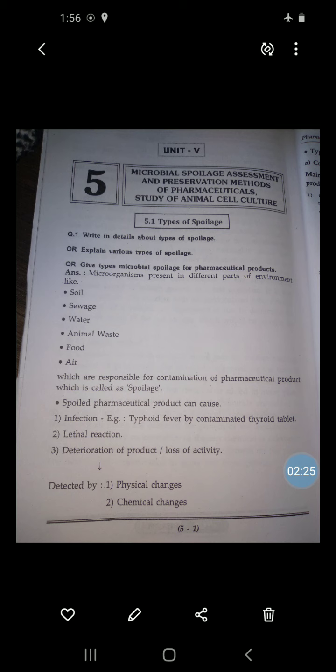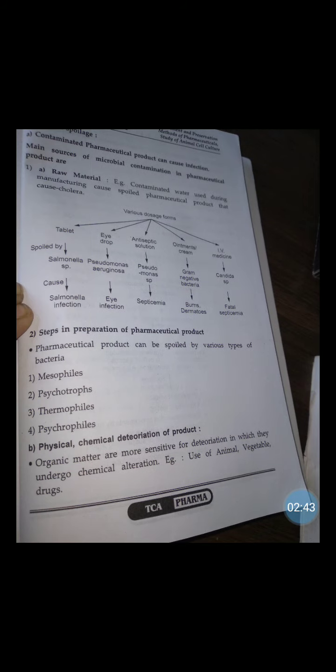We will see the types of spoilage. First, contaminated pharmaceutical products can cause infection. The main source of microbial contamination in pharmaceutical products is, first, raw material. For example, contaminated water used during manufacturing can cause a spoiled pharmaceutical product that causes cholera.